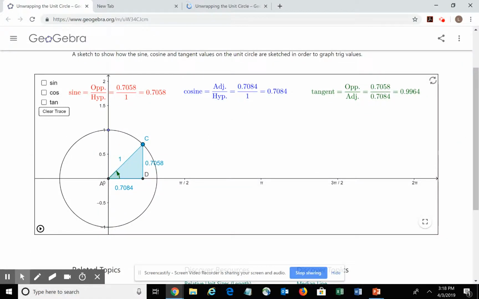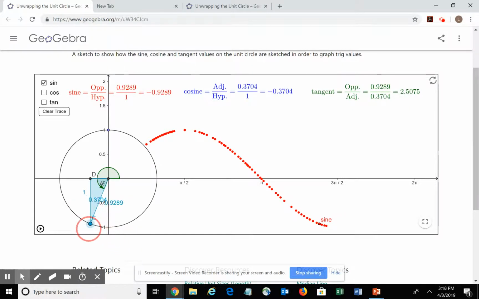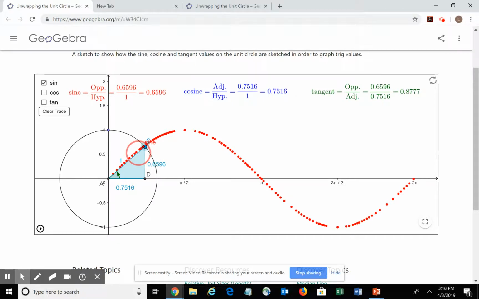For example, here's our unit circle, and I want to look at the sine function. So if I begin at point C and I rotate all the way back around to where I started, you can see that I get what's called the sine curve. I can rotate backwards. And again, you can watch it move. And I can rotate all the way back around. Okay. There's the sine.